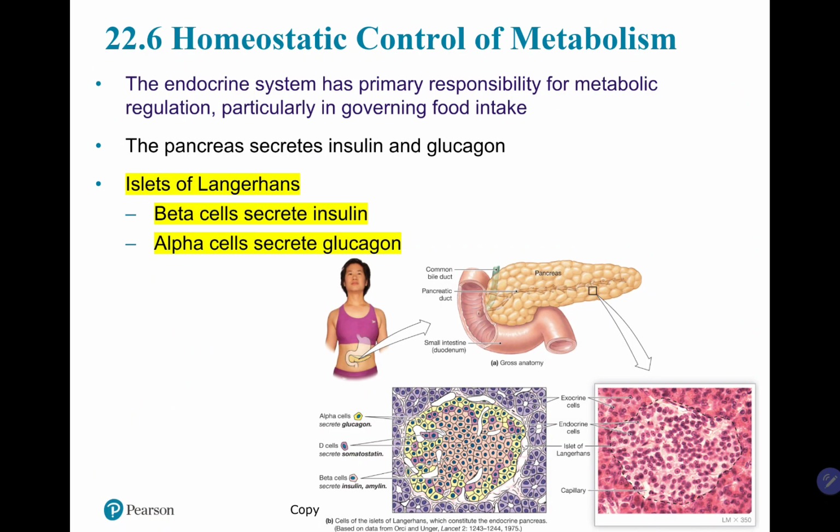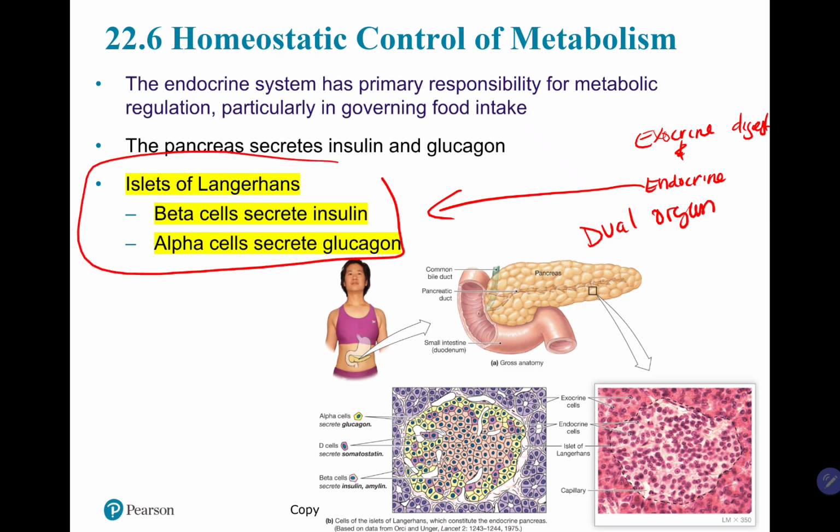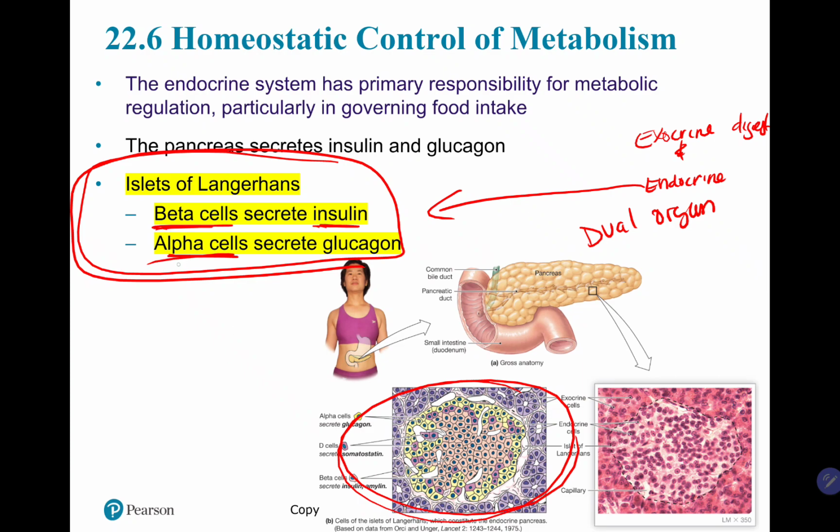Remember the pancreas. The pancreas is going to be this dual organ. It's going to have both exocrine and endocrine functions. Exocrine functions is for digestion, right? Endocrine functions is here. Because remember these cells, these islets of Langerhans cells that we can see. The beta cells produce insulin. Alpha cells produce glucagon. Remember that.